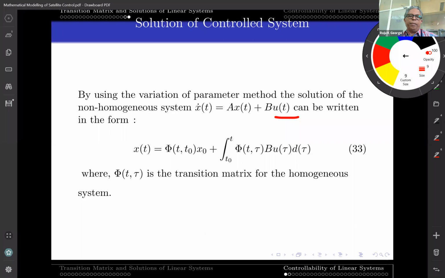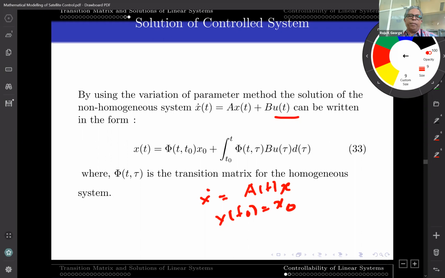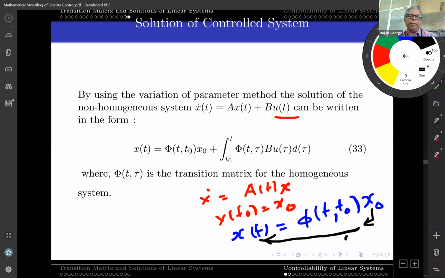Again, I didn't tell you why it's called the transition matrix. If I know the linear system x dot is equal to A(t)x, and the value of the solution at t0 is x0, then the solution of this linear system is given by phi(t, t0) into x0. It means from any initial state x0, it gives you the future state x(t), t greater than t0. So it gives you the transition of the state of the system. Once you multiply the transition matrix by a given initial state, it gives you the future state. Therefore, we call this matrix a transition matrix.